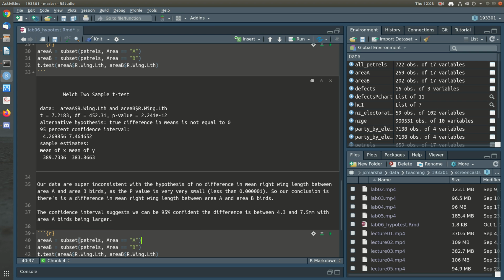So we've already got area A. We don't really need that other subset, do we? We've already got that one. But we could do area C, and now we could test between area A and area C.